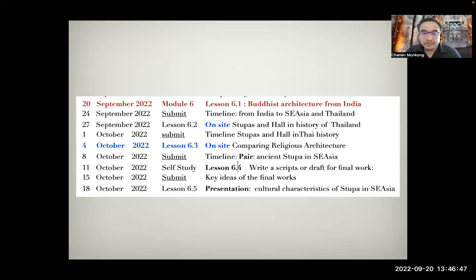On the 1st of October, you submit the timeline of the stupa in Thai history, right? On the 4th of October, so from today until the 1st of October is the data gathering, right? 2 sets of data. The first one, you work in group. No, you work in group all the way until lesson 6.3 on the 4th of October, comparing religious architecture. We're going to meet and things are going to happen like the week that we do the topics, right? I'm going to give you consultation and advising so that you get your key point. We learn to compare architecture, right? You submit, I said in pairs, but I'm going to give you the benefit of working in a group. It's going to be a group of 3, this module, right?